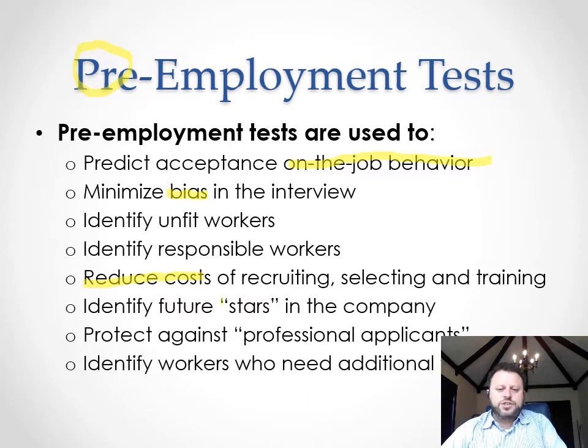Also, we can give these to identify people who might be stars in the future. We want to protect against what we call professional applicants. These are these people I spoke of who have amazing interview skills, beautiful resume, amazing interview, great background checks, and they are so good at getting a job. Not good at doing a job and not good at keeping a job, but great at getting a job. These people we call professional applicants. And then maybe identify people who need additional training in the future.